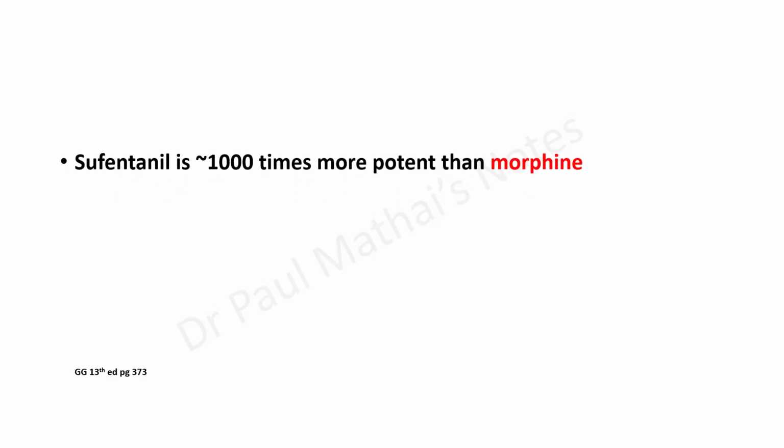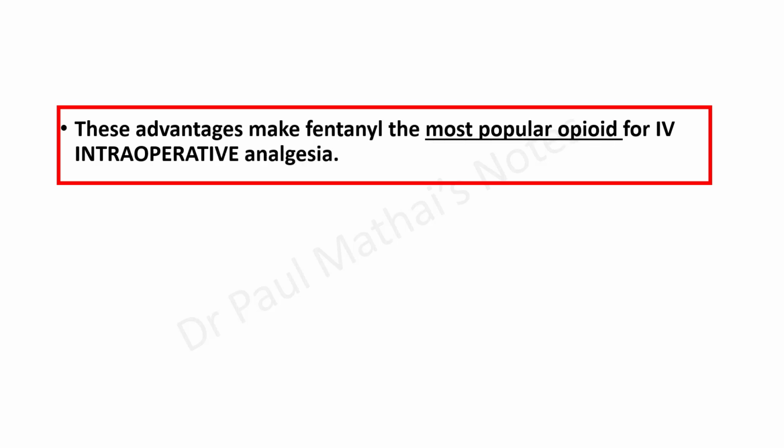The congener of fentanyl, namely sufentanil, is 1000 times more potent than morphine. So, these many advantages make fentanyl the most popular opioid for intravenous intraoperative analgesia.